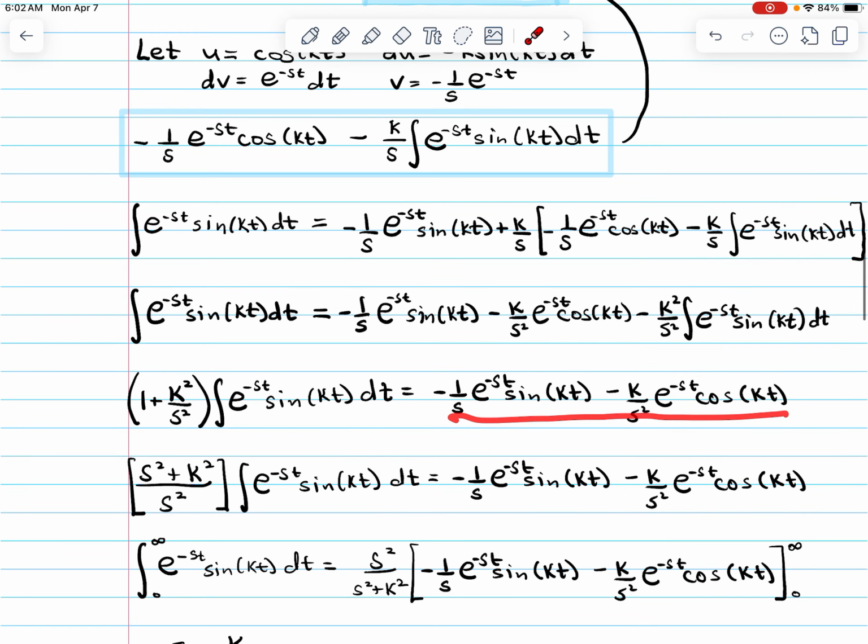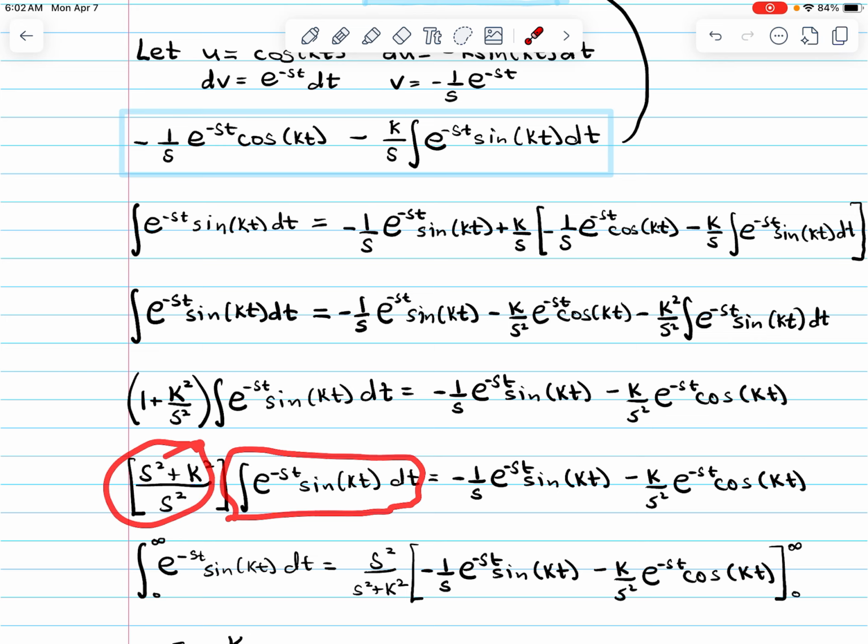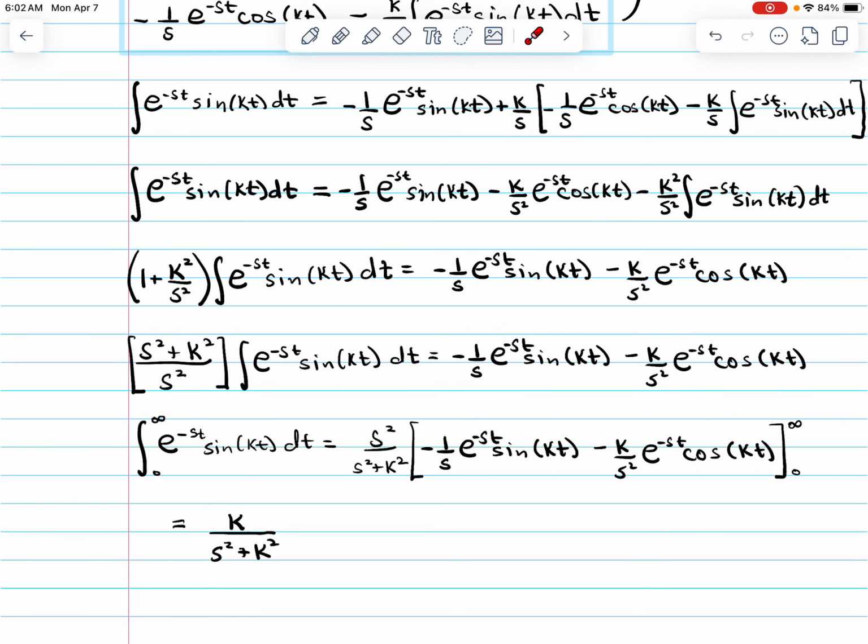Now I add my fractions over here. I've got s squared over s squared. That's what 1 is. So I've got this times the integral. Now remember, I'm trying to solve for this integral. So I need to divide by its coefficient. So I divide by s squared plus k squared over s squared. Or in other words, multiply by the reciprocal, and I get this.